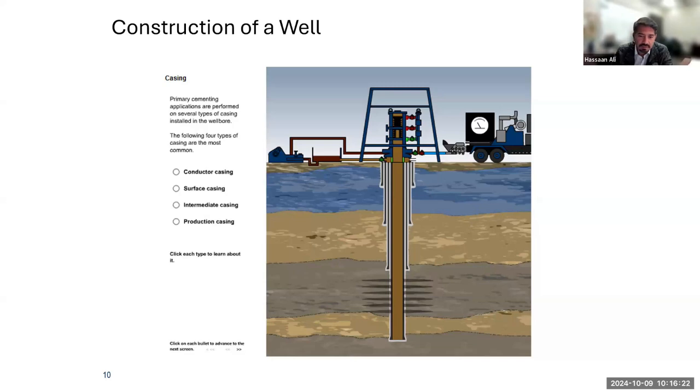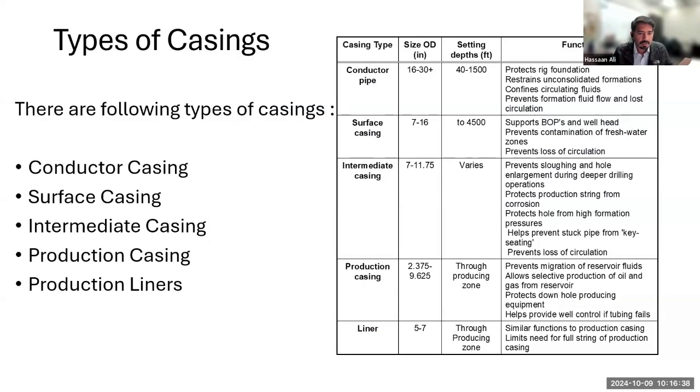And each casing size is designated with a specific name. You have conductor, surface, intermediate, and they have different dimensions. Now let's dive a little bit deeper into the casing, because casing is essentially the thing that cementing is used for. So going deeper into the specifications, conductor casing or conductor pipe, you will hear both of these words in the oil field industry, is the biggest of the casings, which can range from 16 inches all the way to 30 plus inches. And the setting depth can be from 40 feet to 1500 feet.